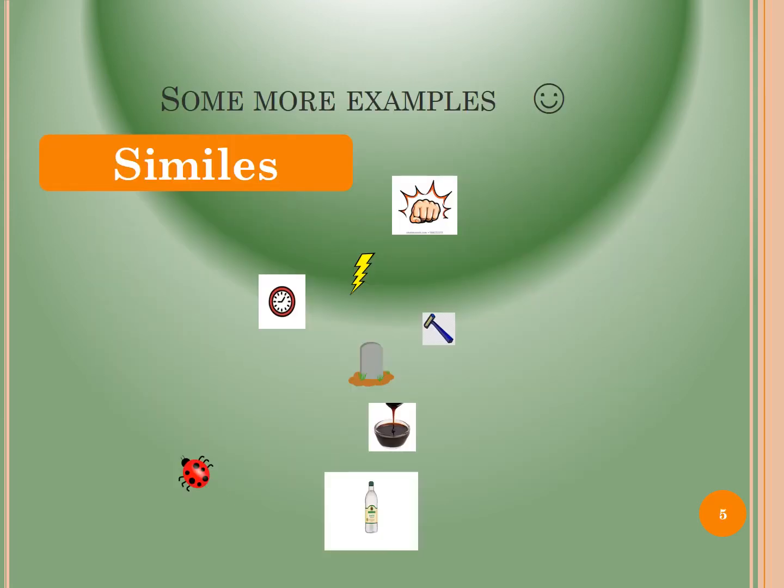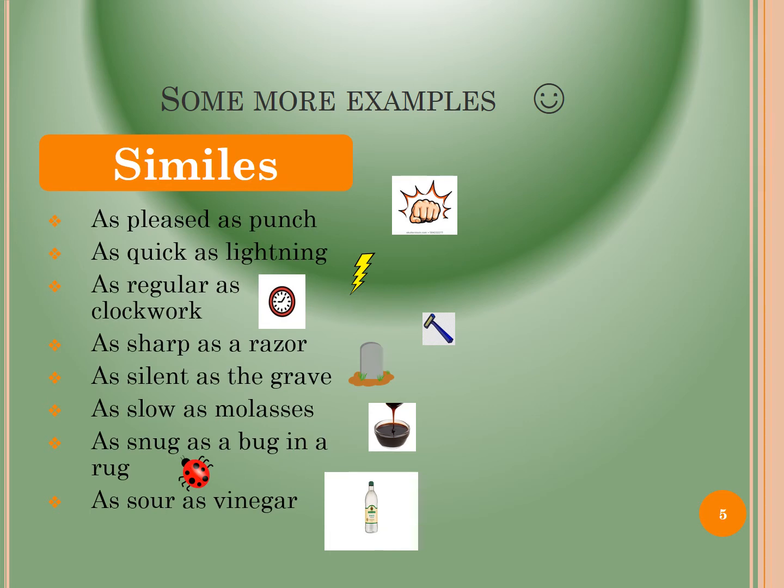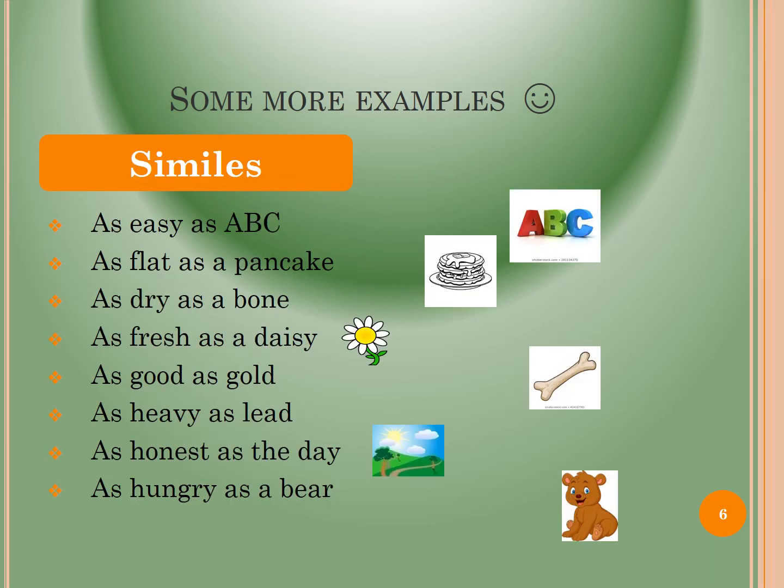Here are some more examples of similes. As pleased as punch, as quick as lightning, as regular as clockwork, as sharp as a razor, as silent as the grave, as slow as molasses, as snug as a bug in a rug, as sour as vinegar. Some more examples. As easy as ABC, as flat as a pancake, as dry as a bone, as fresh as a daisy, as good as gold, as heavy as lead, as honest as the day, as hungry as a bear.